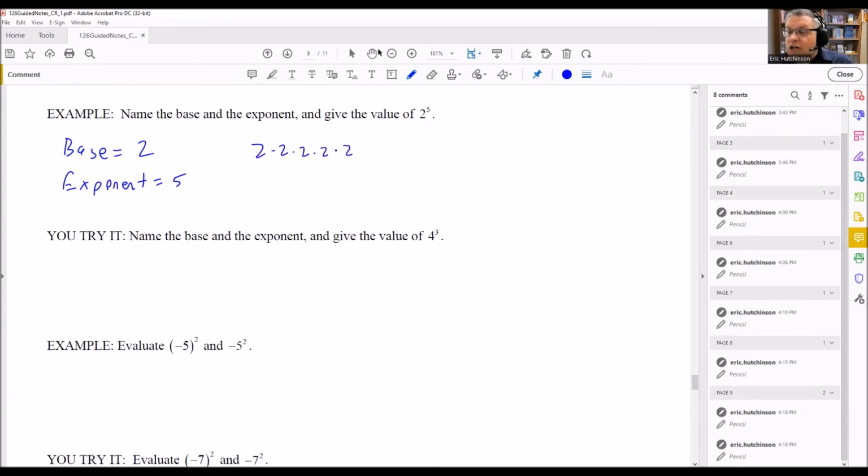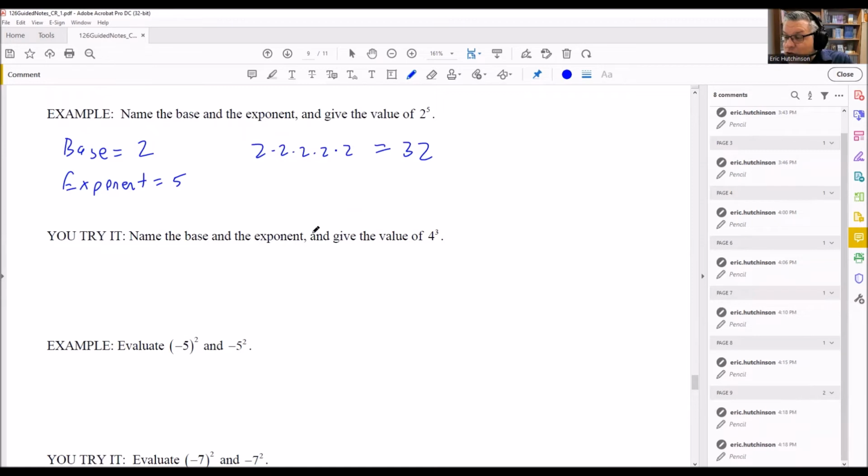You can change it into multiplying the 2 out 5 times. 2 times 2 is 4. 4 times 2 is 8. 8 times 2 is 16. 16 times 2 is 32. And that's what we would put for the answer. That's the actual value of 2 to the 5th power.